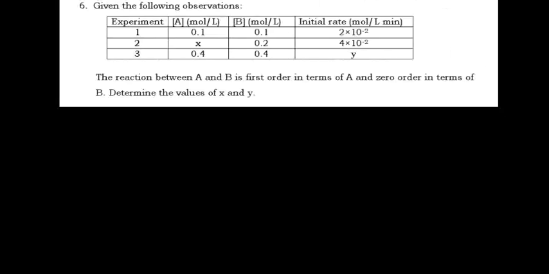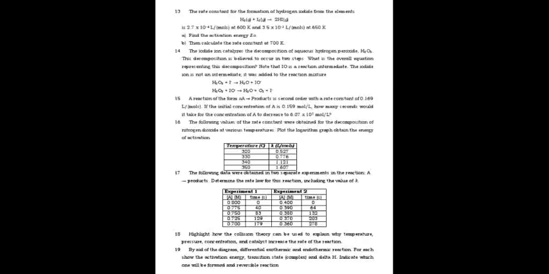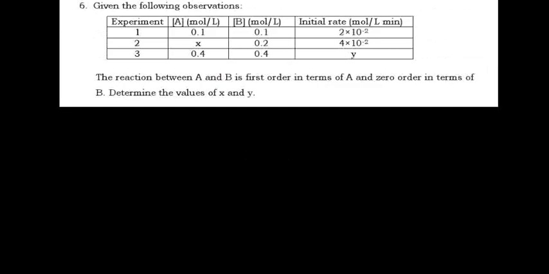Question 6 is where they've given us the initial rates and then they want us to find x and y. Question 7, they want us to determine the rate of formation in relation to a reactant. And then we have question 8, 9 and 10, 11, 12, 13, 14, 15, 16, 17, 18, 19. So these are the questions that we're going to answer in this video.